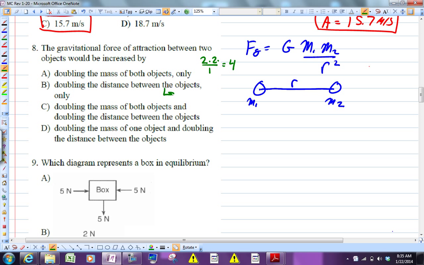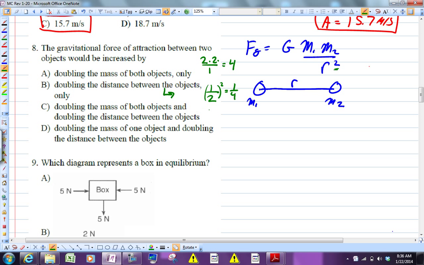In the second example, we're looking at just doubling the distance between the objects, everything else stays the same. Well, G and the M's don't change. And then if the distance, that R, doubles, remember, that R is squared. So that's 1/2 squared. That's actually going to give you 1/4. So if you double the distance, it's going to quarter the force between the objects.